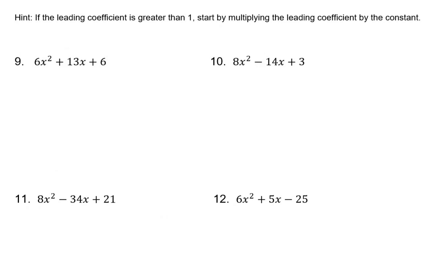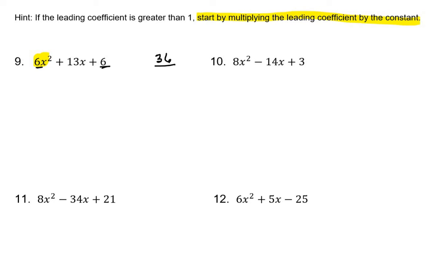Okay, now with these next set of problems, we have trinomials that are not simple trinomials. Notice on problem 9 here, there's a 6 in front of this x squared. So it's not a simple trinomial. So what I need to do here is start by multiplying the leading coefficient by the constant. So my leading coefficient is 6, my constant is 6. I'm going to multiply that together and get 36.